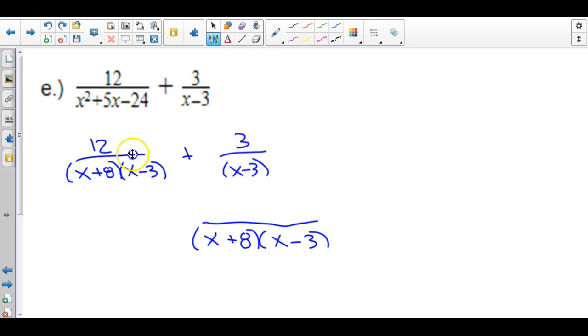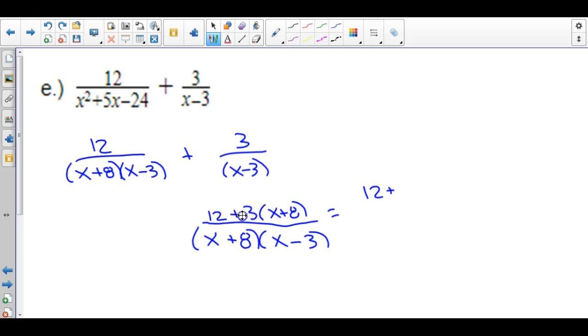What that means then is this 12 is all good to go. There is nothing that the fraction on the left actually needs in order to change to our new common denominator fraction. This one on the right, you can see that the x minus 3 is going to need an x plus 8. So that means my 3 needs to be multiplied by x plus 8. And we just carry on the problem like we did before.